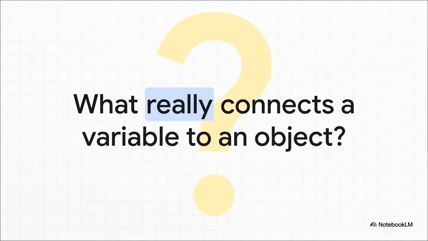So let's start with a really basic question, one you probably think you already know the answer to. When you create an object and assign it to a variable, what is that connection? What's that invisible string, that secret connection that holds them together in memory?